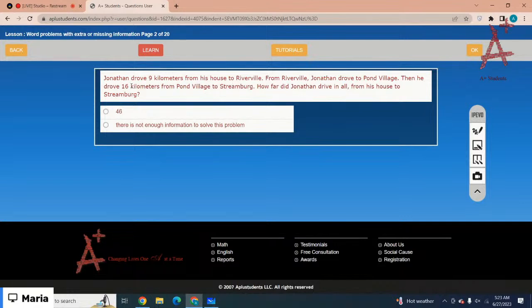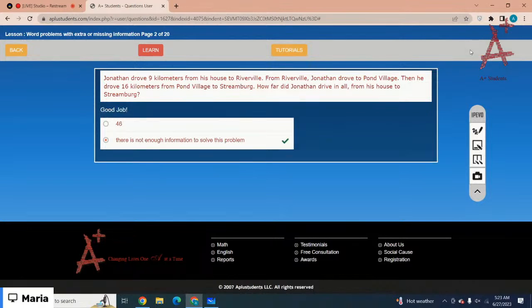So the information is not enough because you can see here the distance Jonathan covered from his house to Riverville is 9 kilometers. But then from Riverville, Jonathan drove to Pond Village, and how much he drove, you didn't have any information. That means there is not enough information to solve this problem. One piece of information is missing: the distance from Riverville to Pond Village. Got it?